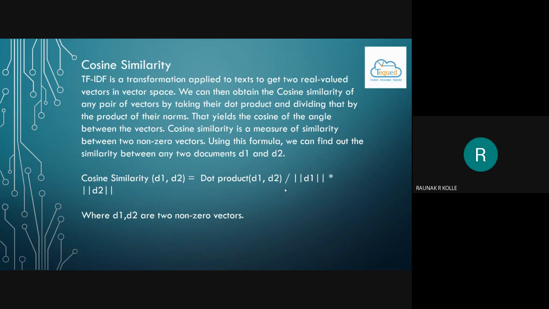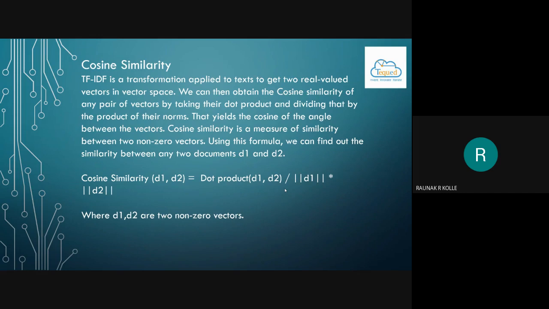We now have the cosine similarity. TF-IDF is a transformation applied to texts to get real valued vectors in vector space. We can then obtain the cosine similarity of any pair of vectors by taking their dot product and then dividing that by the product of their norms. That yields the cosine of the angle between the vectors. Cosine similarity is a measure of the similarity between two non-zero vectors.